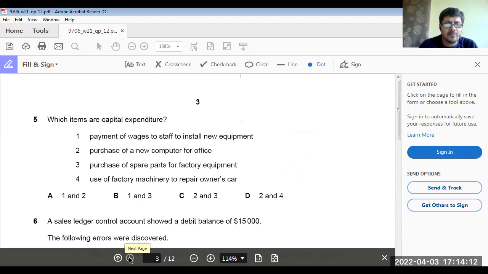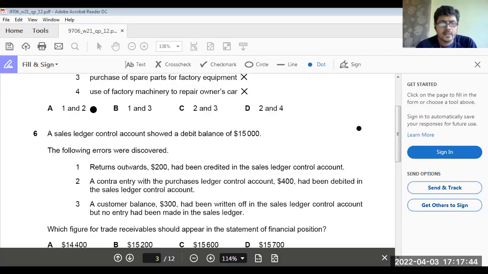Which items are capital expenditures? Payment of wages to install new equipment. Yes, this is capital expenditure. Purchase of new computer for office. This is capital expenditure. Purchase of spare parts for factory. No, it's revenue expenditure. This is also revenue expenditure. Use of factory machinery. So 1 and 2. Answer is option A. Okay, now question number 6.